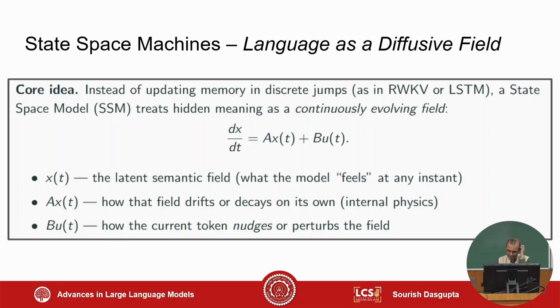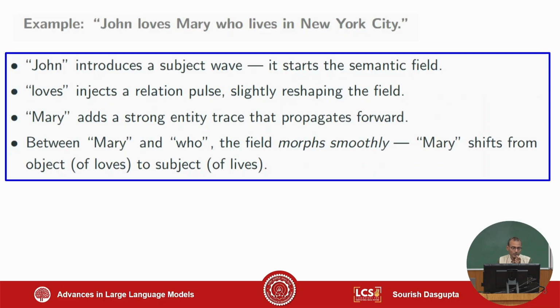Okay, it's kind of a bit philosophical right now, but you first need to understand this at a philosophical level before we get into the math, right? So this is important. So an example would be John. Let's say John comes as the first word, right? So it introduces a subject wave. So let's look at it like a wave, right? And loves injects a relation pulse into that already existing wave and reshapes the wave. And Mary comes in, adds a strong entity trace, and propagates forward into that same wave.